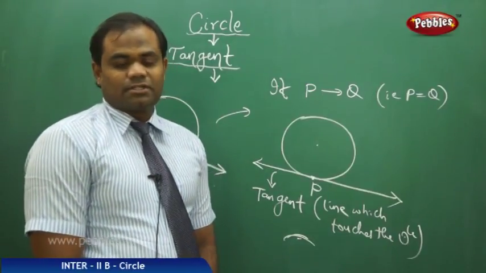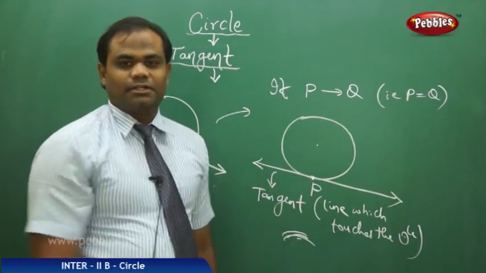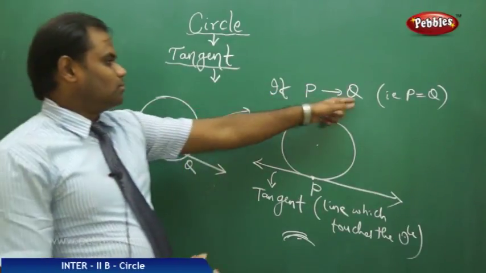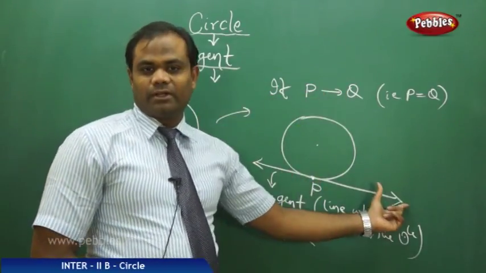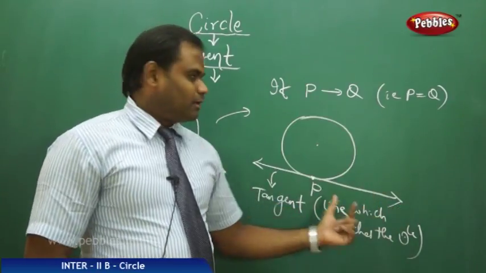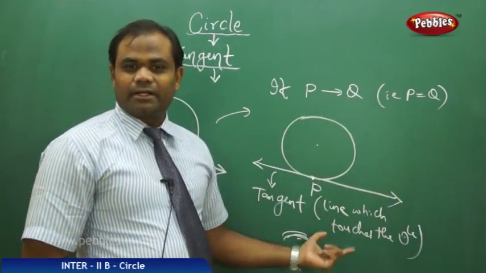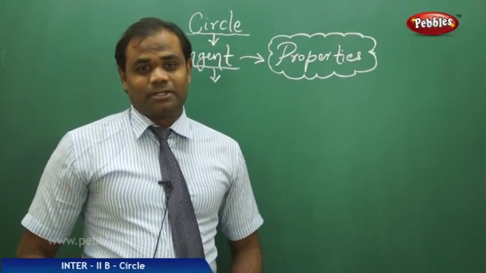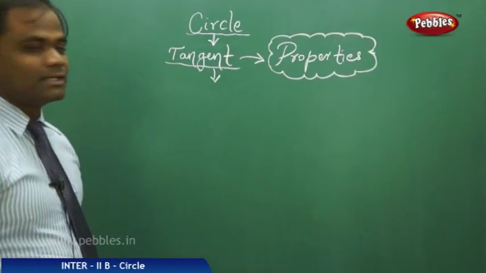Any line which touches the circle is called a tangent, and it is derived from a secant where P tends to Q and I get one unique point where the line touches. So when P tends to Q for a secant, I get a tangent. Now let's see some interesting properties for a tangent of a circle.